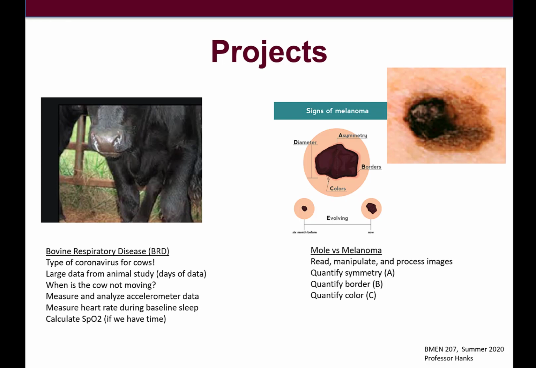The second project is going to be a project that looks at: is this a mole or is it a melanoma? There's a classic method called ABCD: quantify the symmetry or asymmetry of the lesion, quantify if the border is fragmented, and then quantify the color. And we can do that very quickly within Python. I have sample images for you to work on, and this will be an introduction to image processing and how to quickly identify if there's melanoma or a mole in the image. So those would be the projects for the semester.